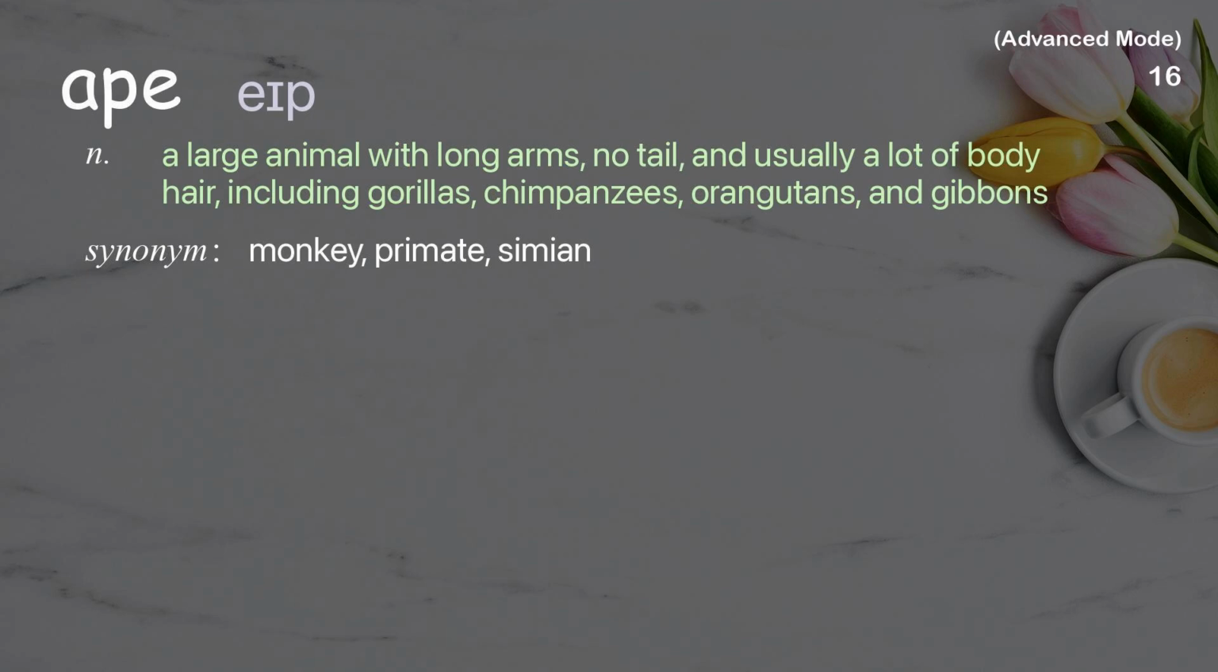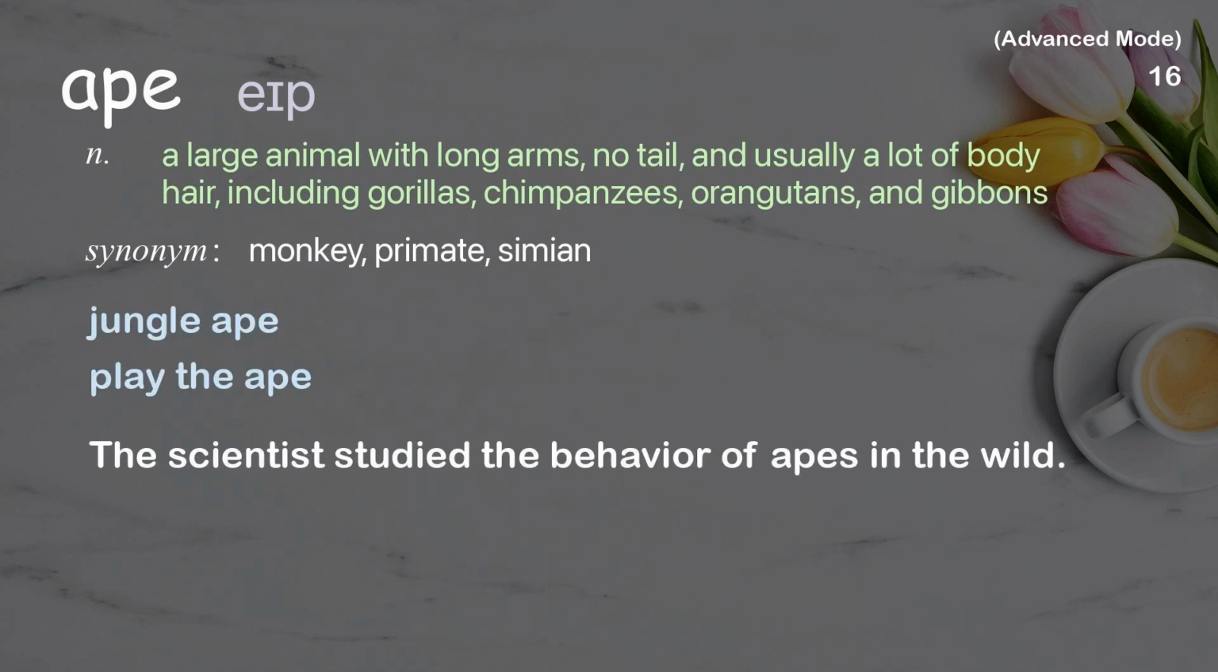Ape. A large animal with long arms, no tail, and usually a lot of body hair, including gorillas, chimpanzees, orangutans, and gibbons. Examples: Jungle ape. Play the ape. The scientist studied the behavior of apes in the wild.